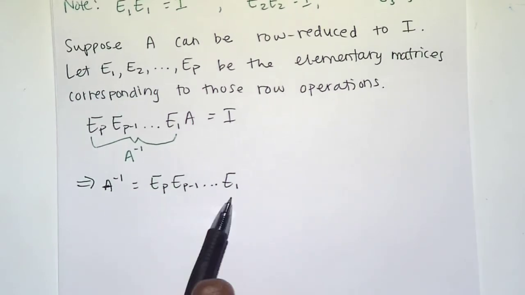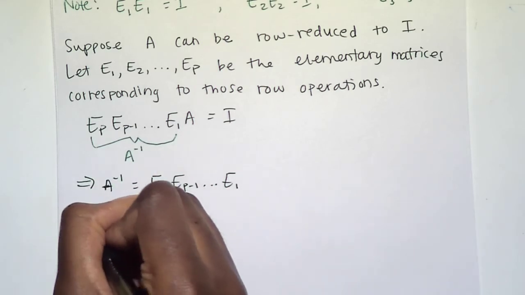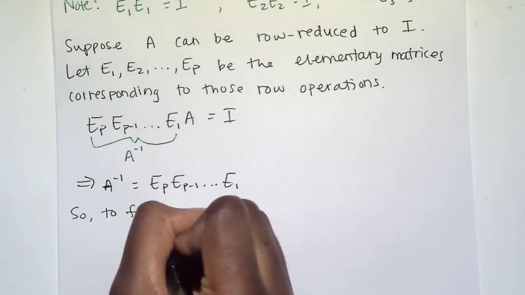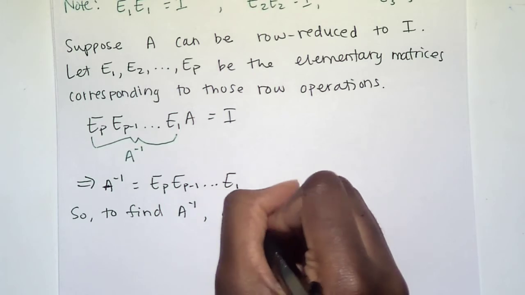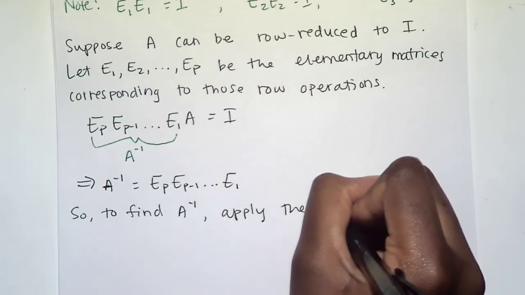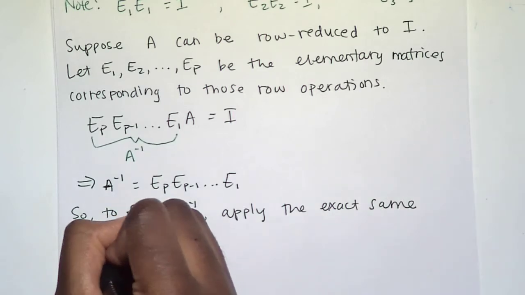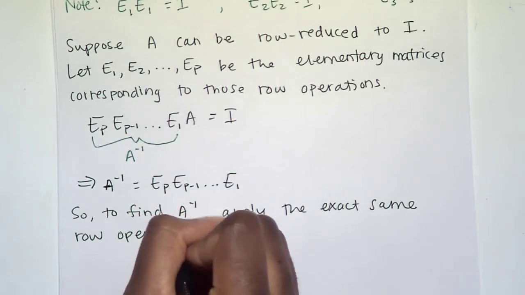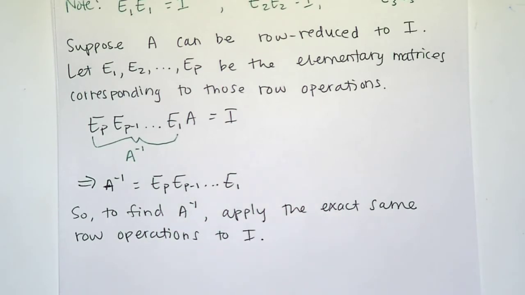Which, remember, these elementary matrices represent elementary row operations. So, to find A inverse, we just need to apply the exact same row operations to the identity. That's it. If we apply these row operations to the identity, we're going to get our A inverse out.